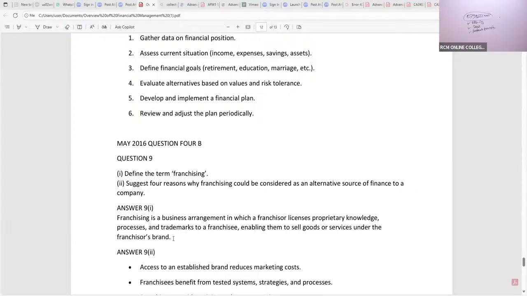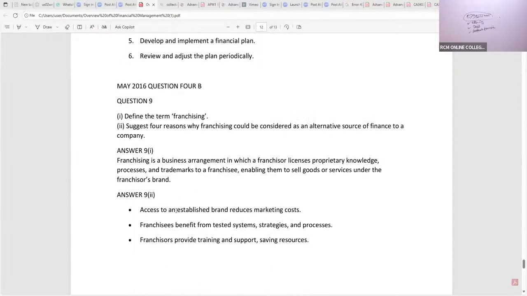So in this case, franchising is a business arrangement in which a franchisor licenses proprietary knowledge, processes, and trademarks to a franchisee. So you give them that trademark of KFC, enabling them to sell goods or services under the franchisor's brand. So in this case, ladies and gentlemen, we are the franchisor. We are giving you a license as RCM. Go and open RCM in Kericho. But of course, we have these standards. We'll come and inspect.